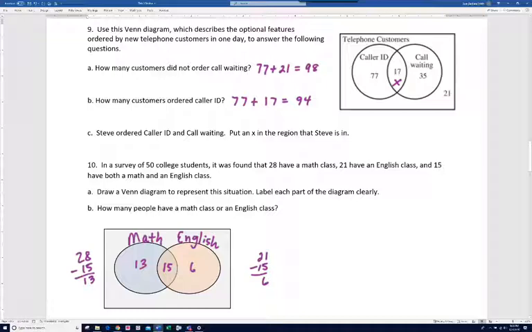So finally, don't forget we still have the region outside the circles. So if we add up 13, 15, and 6, we get 34. Remember, 50 were surveyed. And so if we take 50 minus 34, that leaves 16 here.